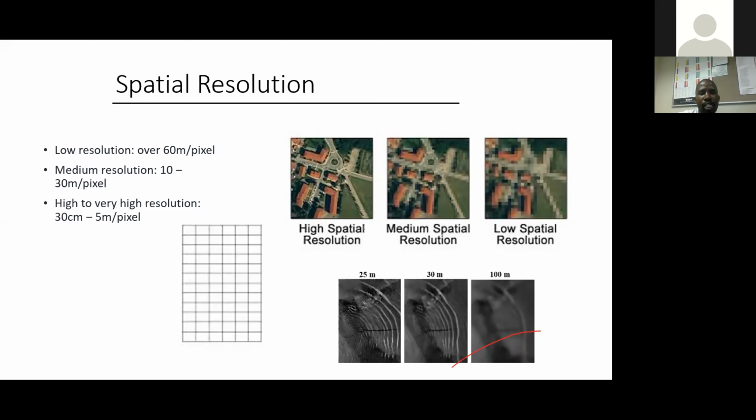And here, as I was saying, we have the high to very high resolution sensors. Those can pick the objects that are as small as 30 centimeters and up to 5 meters. The range of the smallest objects that can be picked ranges between 30 centimeters and 5 meters. And then we have the medium resolution sensors. The smallest object they can pick should be 10 meters or more. And in most cases, the resolutions for these ones are between 10 and 30 meters. And the lower resolution sensors are those that can pick objects which are 60 meters or bigger.